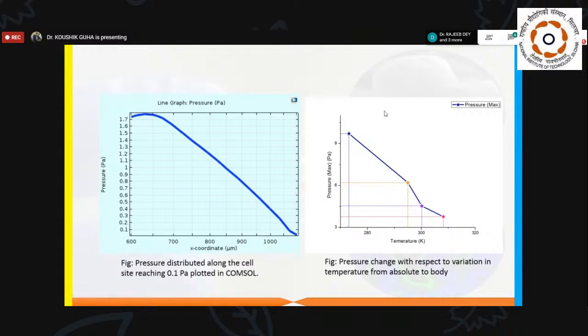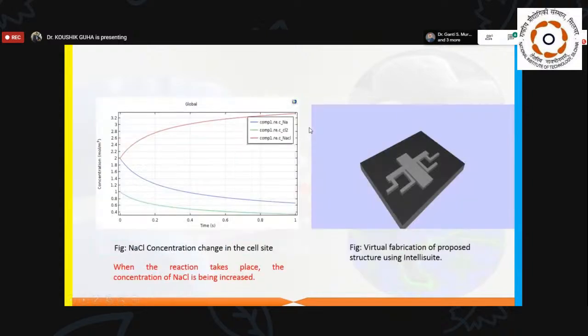So this temperature behavior is very important to study, and then we have seen how the pressure level varies with the temperatures. Again, we have seen the NaCl concentration change at the cell site. When the reaction takes place, the concentration of sodium and chloride is increased, because sodium and chloride are very important constituents in our blood. We have taken these two constituents, and we want to see how the reaction takes place and what the reaction dynamics are with time.